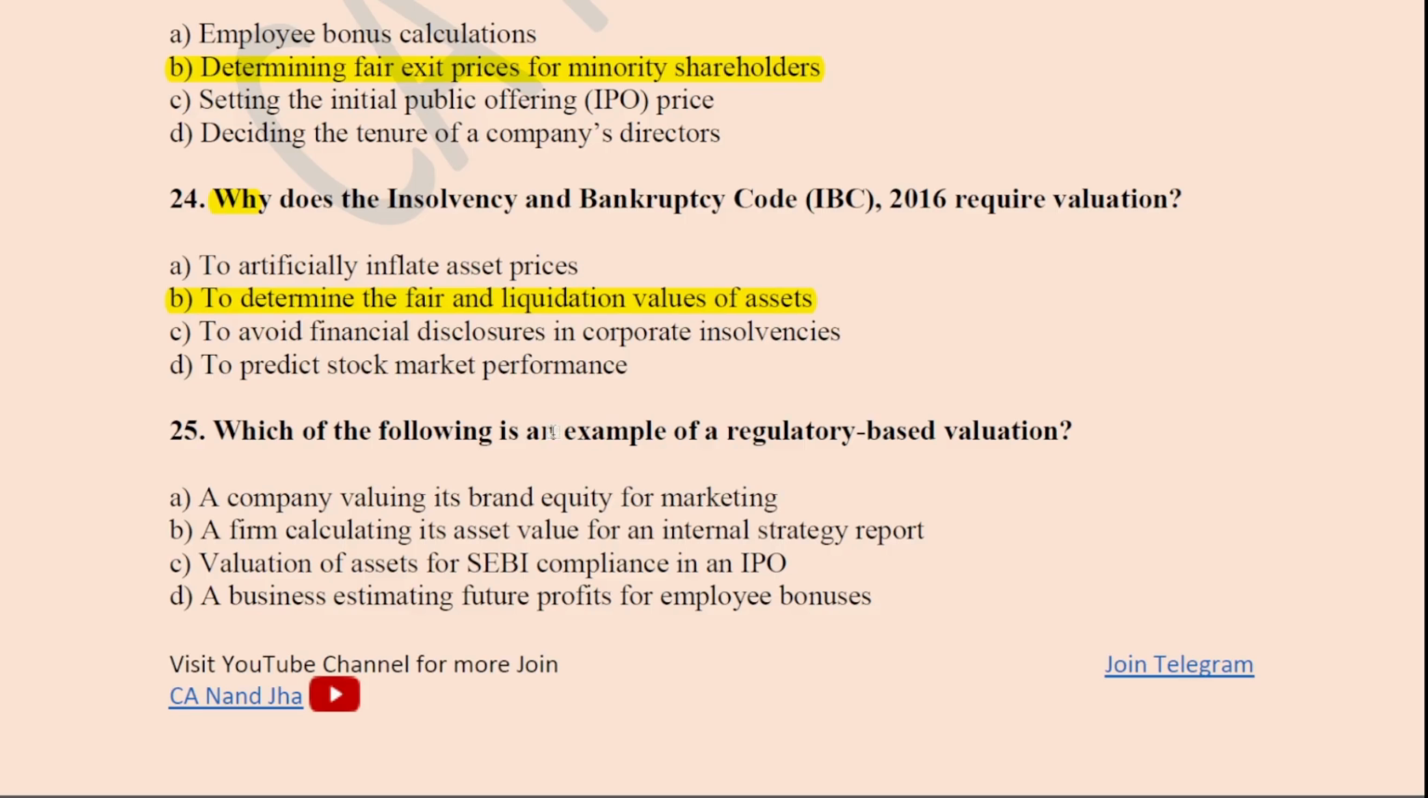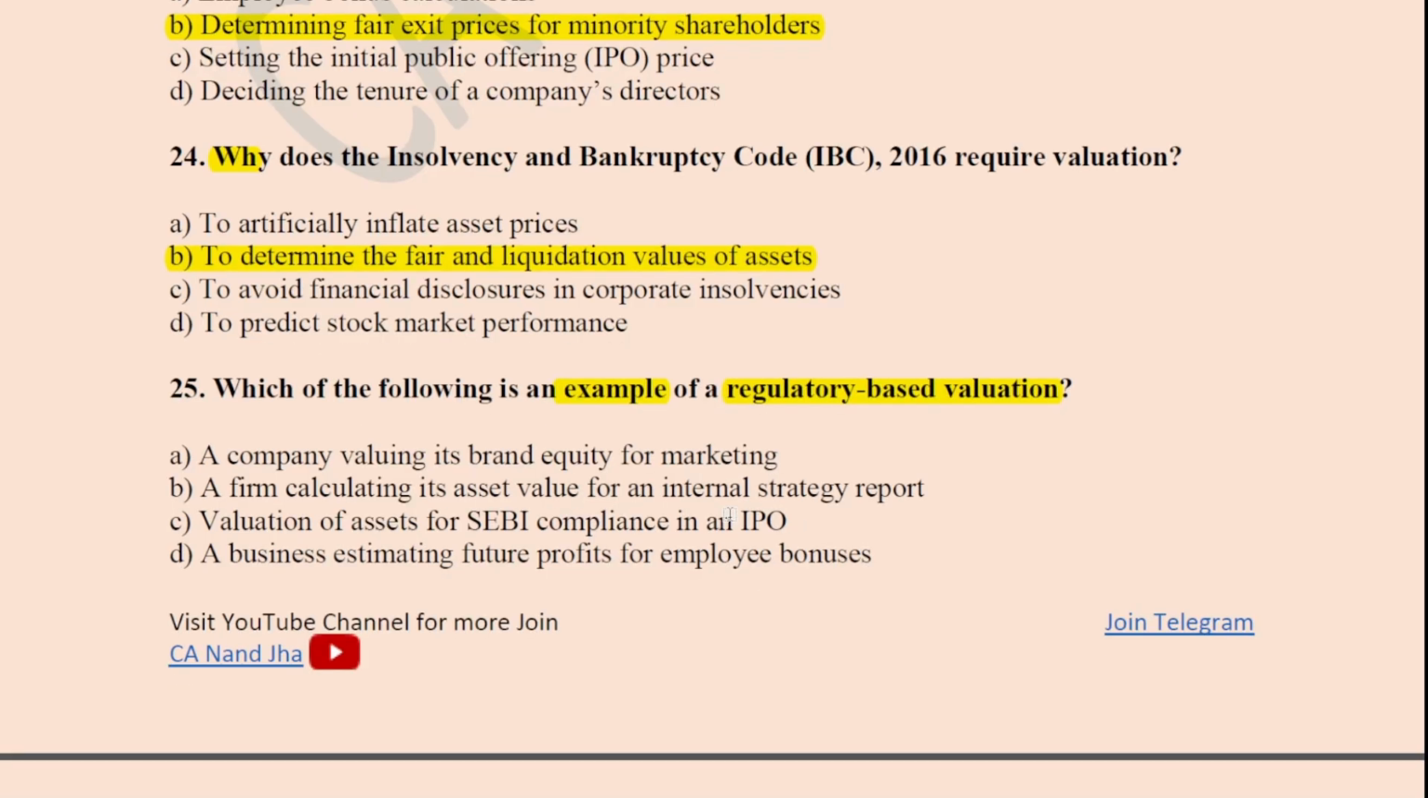Which of the following is an example of regulatory based valuation? A company valuing its brand equity for marketing. No. A firm calculating its assets value for an internal strategy report. No. Valuation of assets for SEBI compliance in an IPO. Yes. A business estimating future profits for employee bonuses. No. So the answer is C.